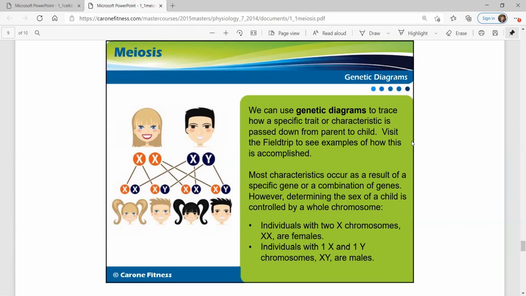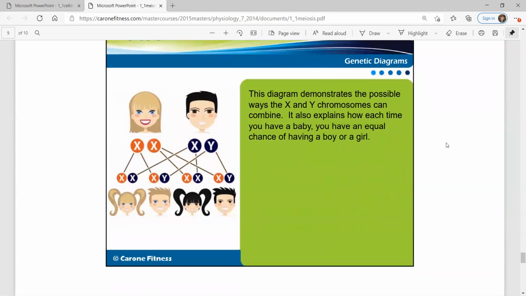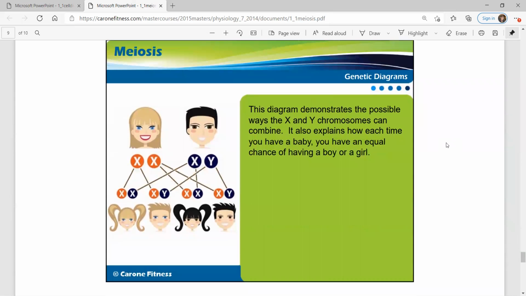Individuals with two X chromosomes, XX, are female. Individuals with one X, one Y chromosomes are designated as male. Now, this diagram demonstrates the possible ways the X and Y chromosomes can combine. It also explains how each time you have a baby, you have an equal chance of having a boy or a girl.